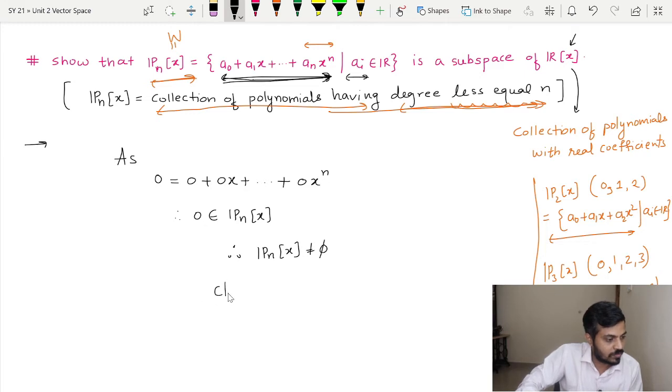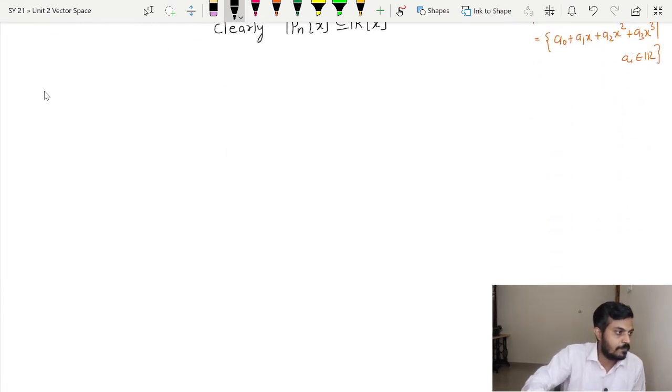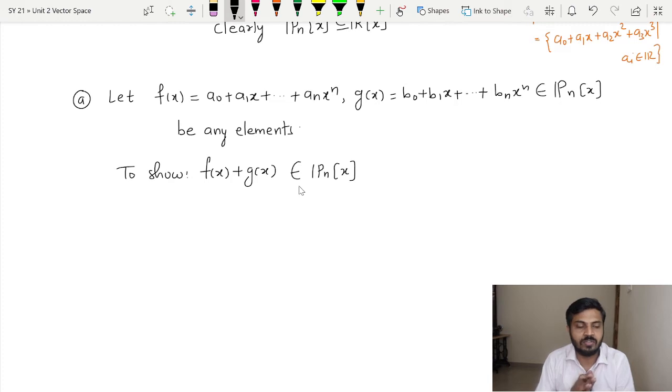So no issues for the subset. I will say clearly this Pn of x is a subset of R of x. Now we need to show the two conditions of addition and scalar multiplication. First of all, addition. So we will need two polynomials of Pn of x. I will call them f of x and g of x. So I will say, let f of x be equal to, okay, so I have started with two elements and we have to show that f of x plus g of x belongs to Pn of x.